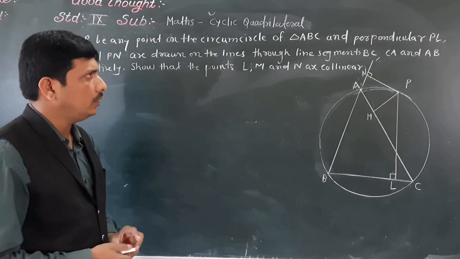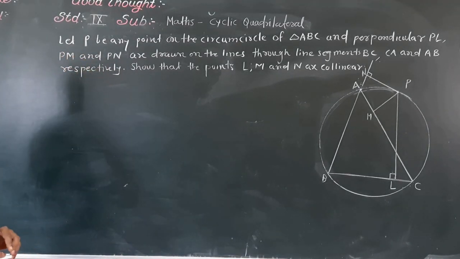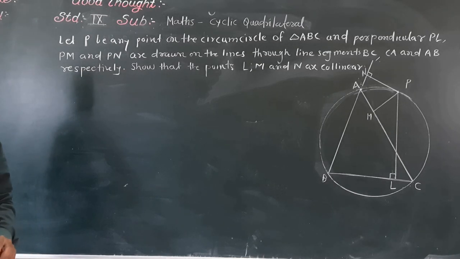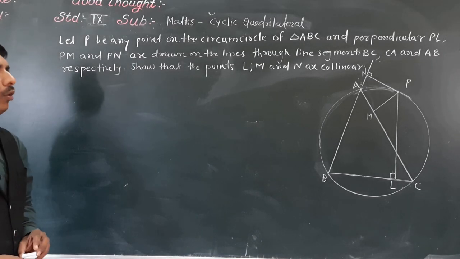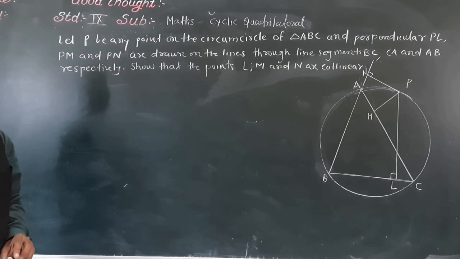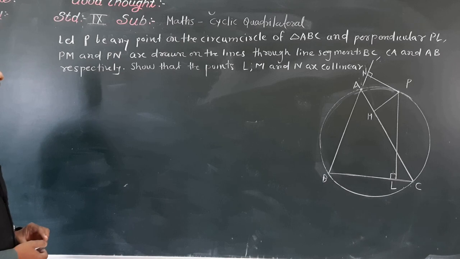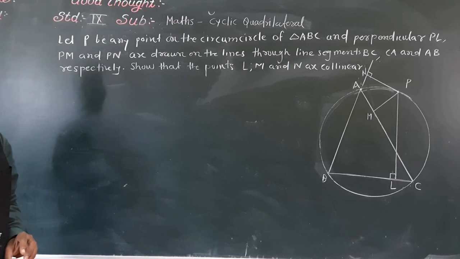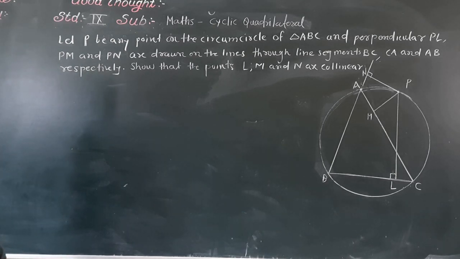See here carefully what is given. Example: let P be any point on the circumcircle of triangle ABC, and perpendiculars PL, PM and PN are drawn on the line segments BC, CA and AB respectively. Show that the points L, M and N are collinear. Understood? The figure is given.